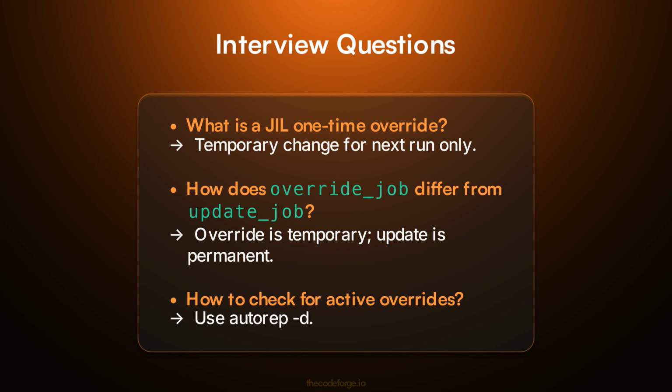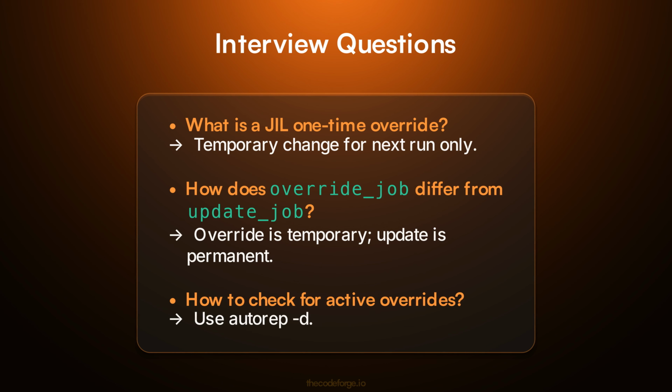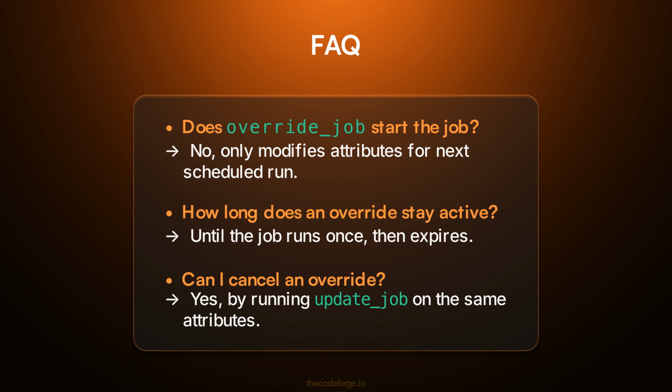What is a JIL one-time override? Temporary change for next run only. How does override job differ from update job? Override is temporary, update is permanent. How to check for active overrides? Use autorep D. And a few frequently asked questions.